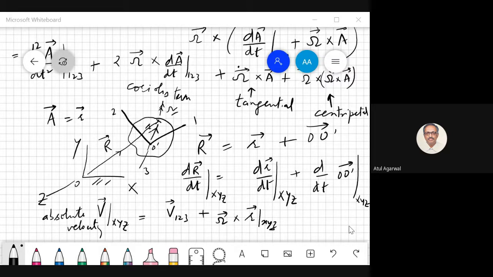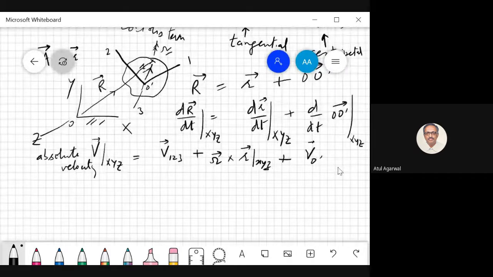This we just did. Instead of R, if we write vector A, the same thing will happen. This is dA by dt with respect to the 1, 2, 3 system. Your R is the position vector with respect to the 1, 2, 3 system. So you get the velocity with respect to the 1, 2, 3 system, or the relative velocity of the particle in the 1, 2, 3 system, plus this, and this becomes the velocity of the origin of the moving frame.